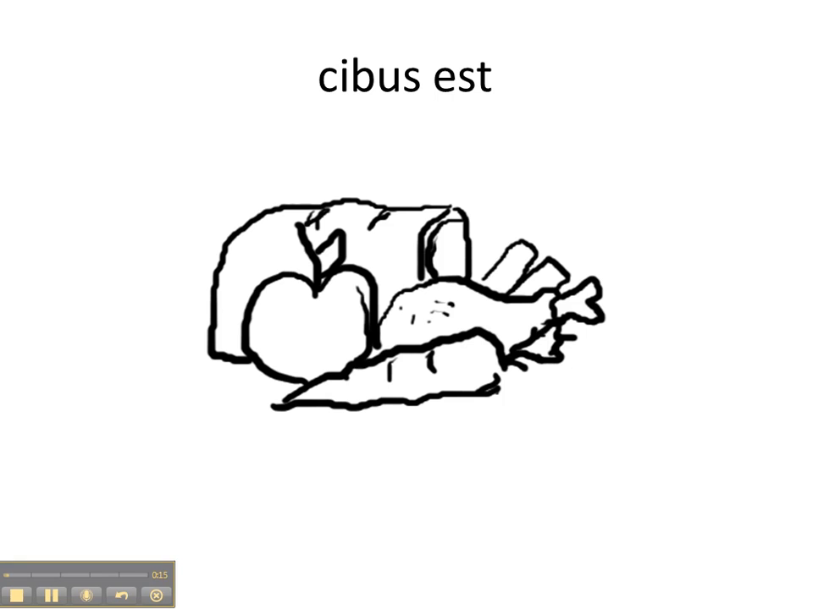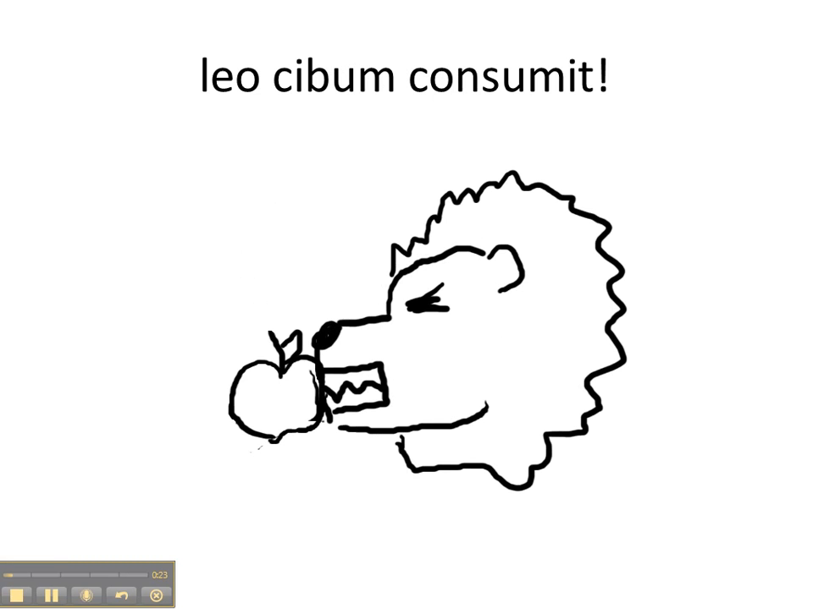So, cibus est. We have cibus, food, and it's our subject. There is food. This is food in front of you. Leo cibum consumit. Now the food is being eaten by a lion. Consumit, is eating, is happening to the food. That's why the food is now a direct object.